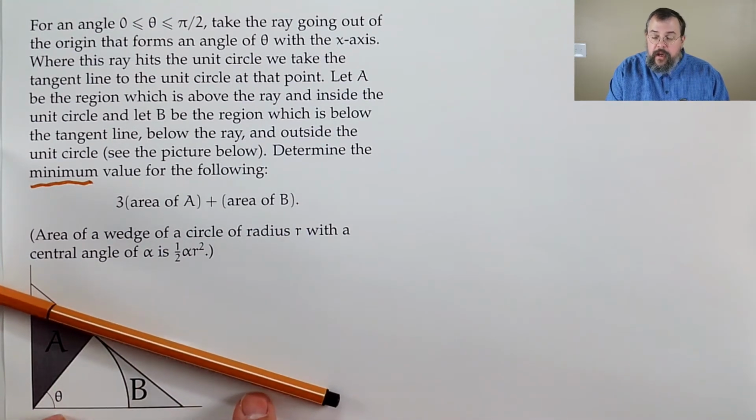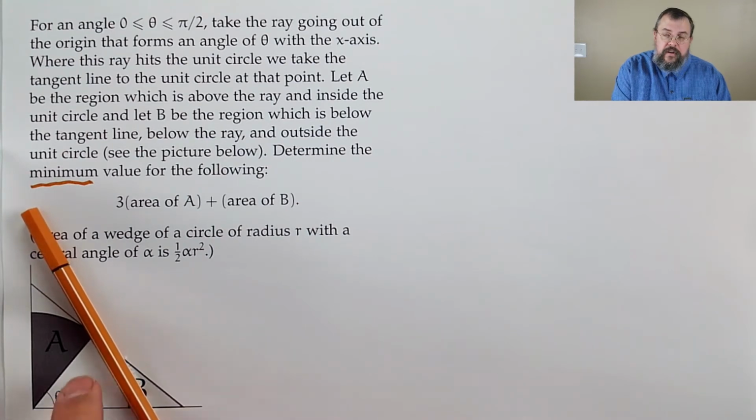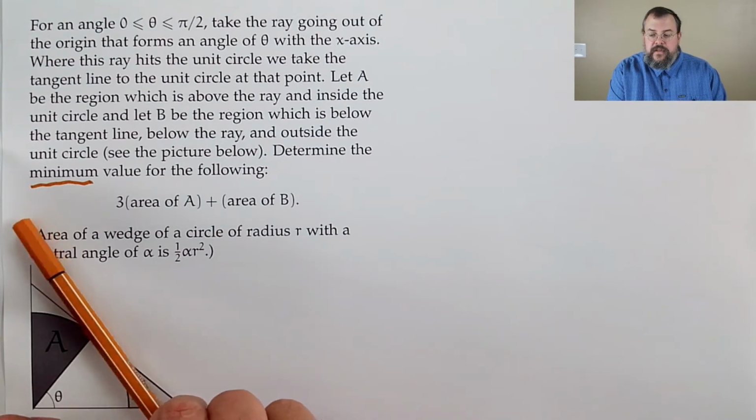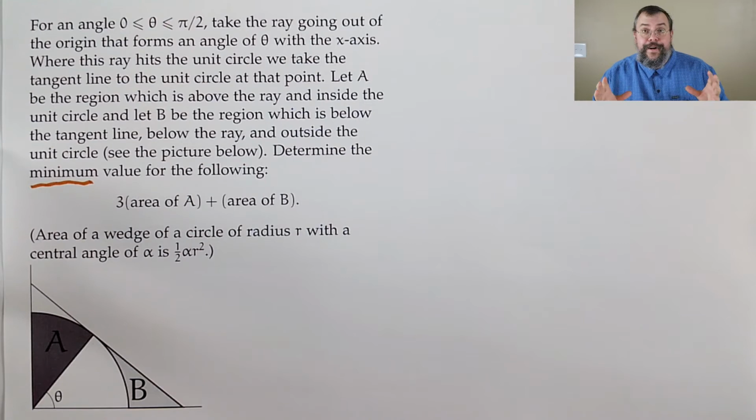That would make the area of B quite large. If I try to make the area of B small, then that starts to make the area of A larger. So this is a classic optimization where there's a trade-off coming into play. How do I balance the area of A versus the area of B to give me the best possible result? Well, the answer is, of course, carefully.